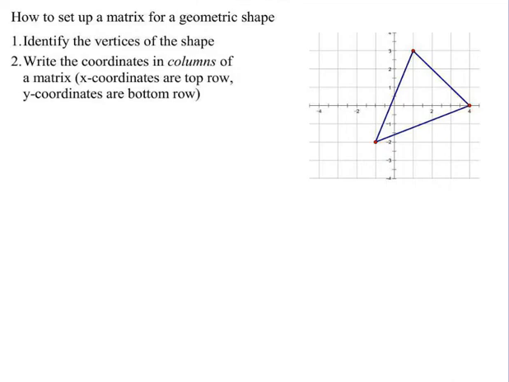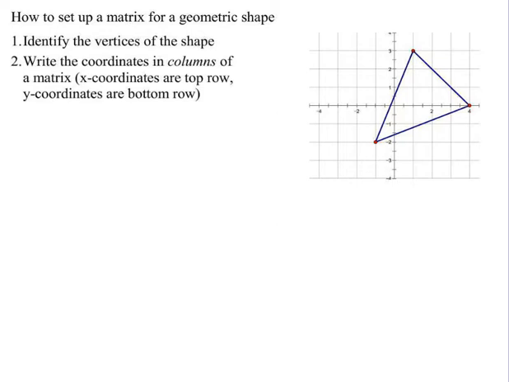All right, the first thing we're going to do is learn how to set up a matrix based on a geometric shape. And the easiest geometric shape to work with is, of course, a triangle. And we've already worked with a triangle in a coordinate plane two sections ago, when we were finding the area of a triangle in a coordinate plane. We set up a matrix.